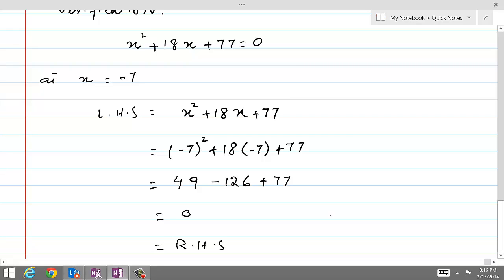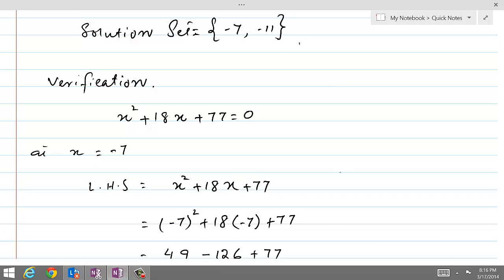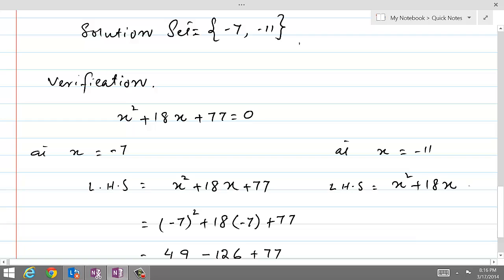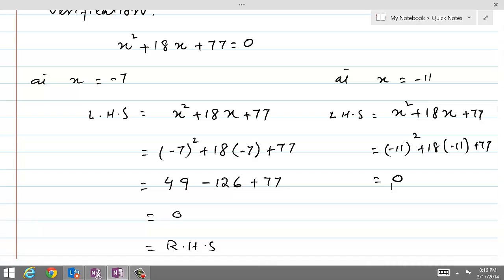We can do the same thing for the other one at x equal to minus 11. The left hand side is equal to x squared plus 18x plus 77, and this is equal to minus 11 whole square plus 18 times minus 11 plus 77. That should also give us the answer 0. So this is how we can proceed for verification, and see you in the next video.